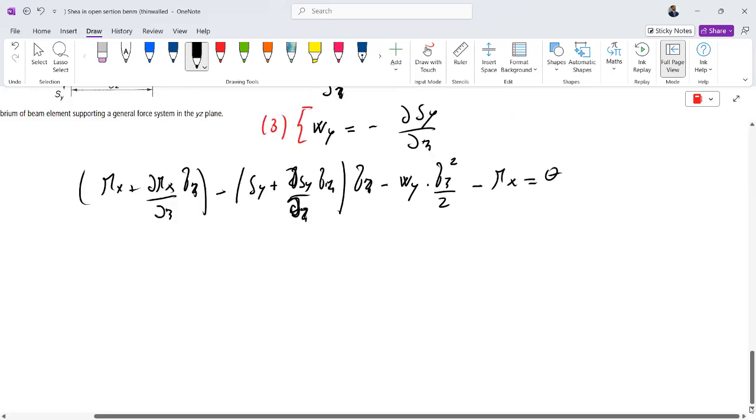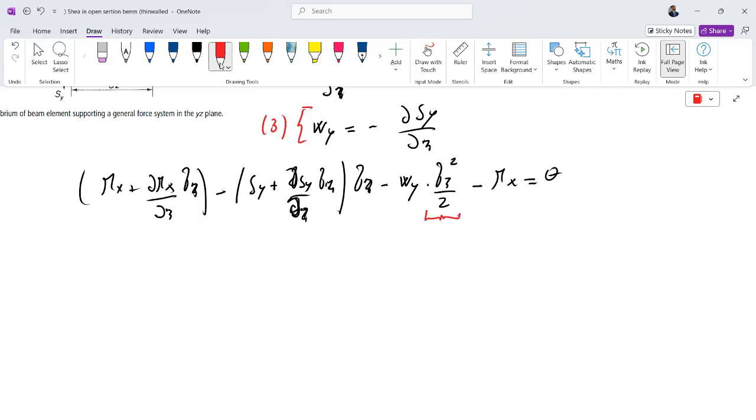Making some simplification, this quantity here is negligible because delta z is an infinitesimal length, a very low value. Delta z squared is very low yet, so this approaches 0. Also this quantity here, delta z times delta, all this quantity approaches 0, but we keep this quantity, minus Sy times delta z.